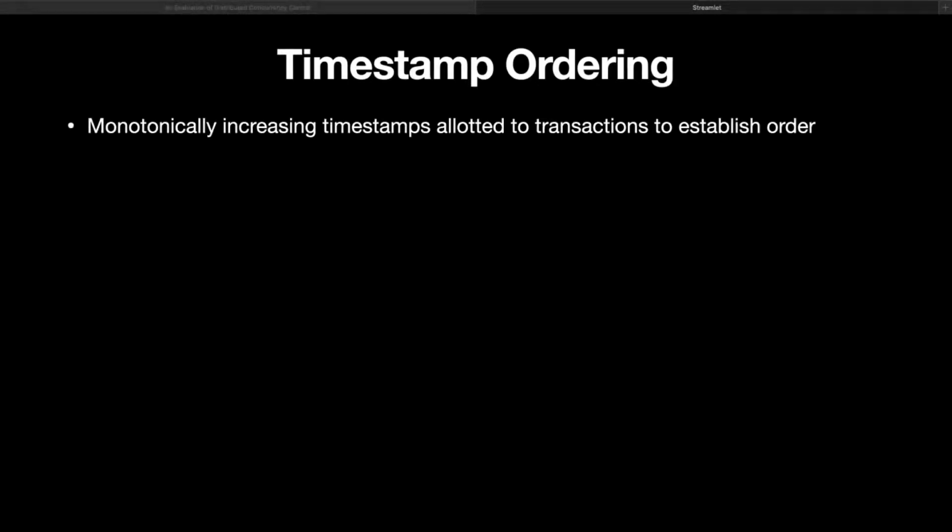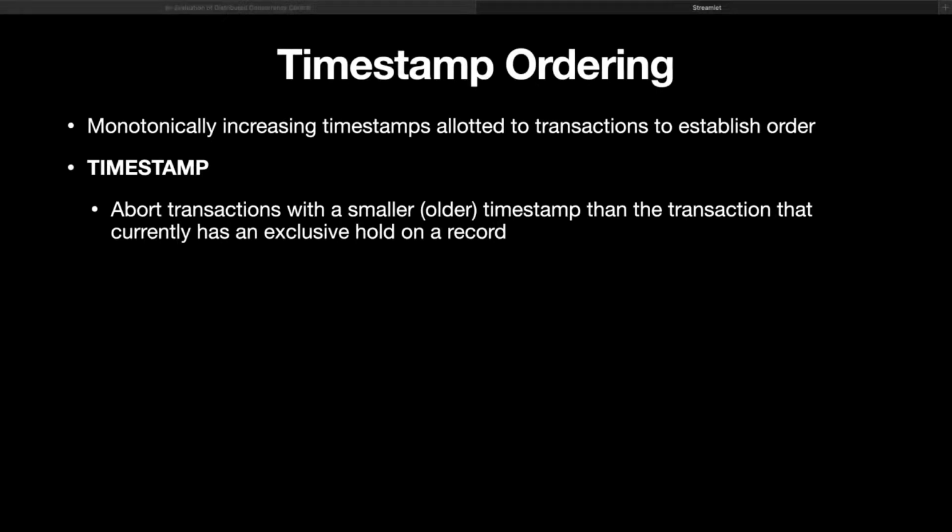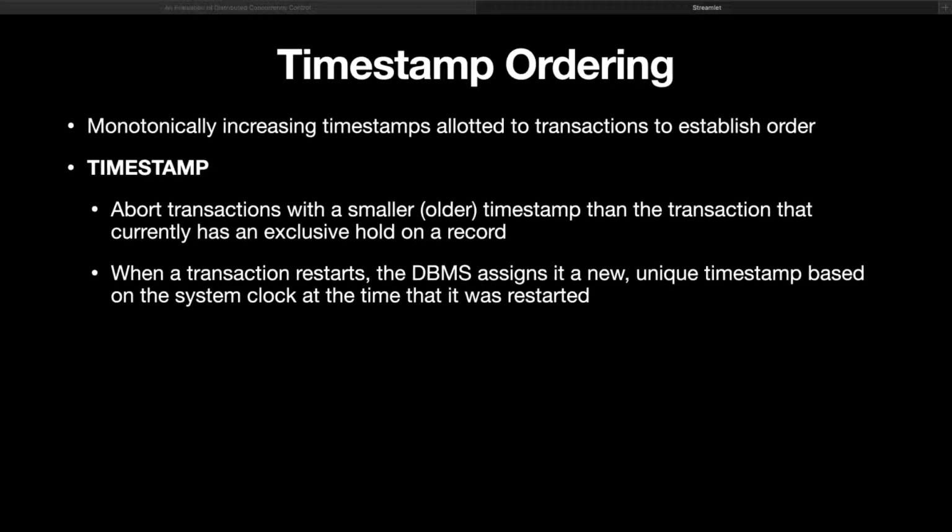The next technique for providing serializability is called timestamp ordering. In timestamp ordering, the transactions are assigned monotonically increasing timestamps to establish the order of the transactions. A simple protocol is called timestamp, and that protocol aborts transactions with a smaller timestamp if some transaction has an exclusive hold on a particular record. So this is pretty straightforward.